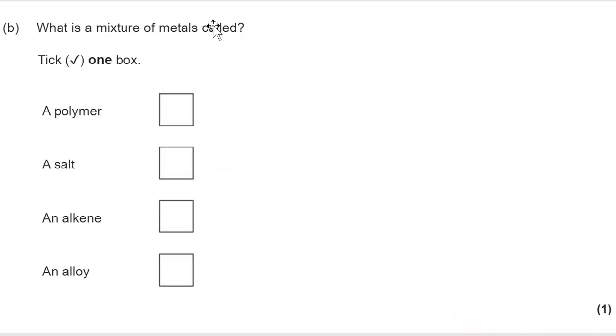On to part B, what do we call a mixture of metals? This is a straightforward keyword definition question. That is the definition for an alloy.